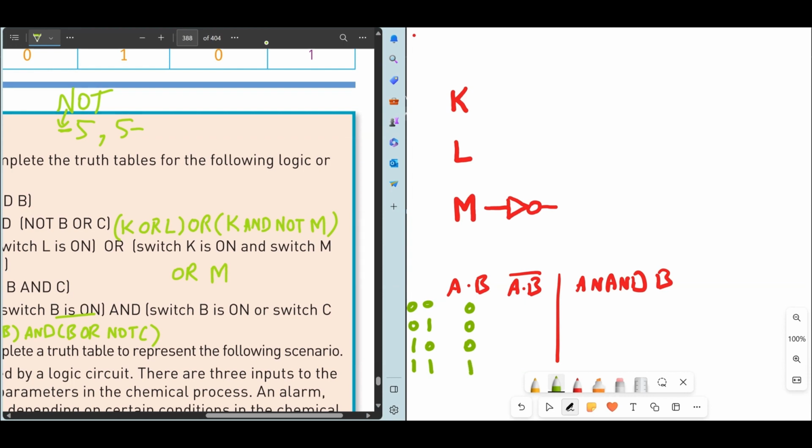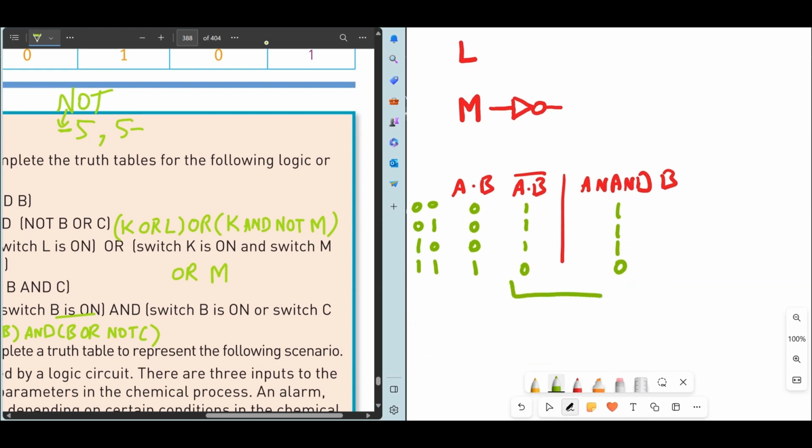Okay, the inverse of this, I guess this will be the same. 1 1 0, yeah, both will be the same. 1 1 0 will be the inverse of A dot B, and then we do the direct NAND operation on the inputs. So NAND is if both of the inputs are on, then this will be 0, otherwise it will be 1. Okay, so this is how you prove it.